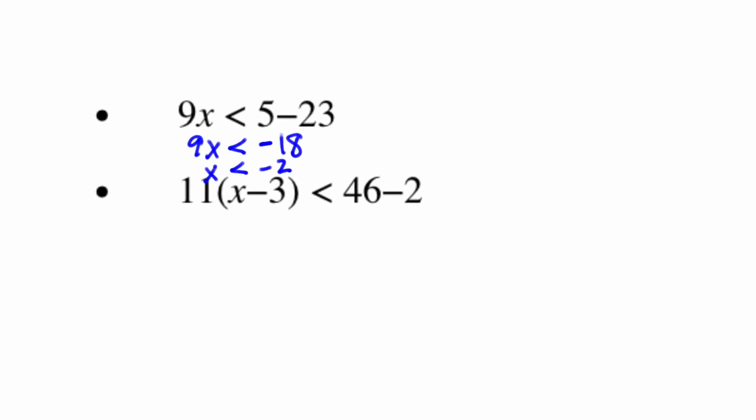Wait, so are they all 2? I don't know. We're going to see. If we divide by 9 on both sides, we will get x is less than negative 2. So for this inequality to be true, I need a negative number that is smaller than negative 2. So somebody give me a number that's less than negative 2. Negative 3. That would work. So what's 9 times negative 3? Negative 27. Is negative 27 less than negative 18? Yeah, it is. All right, next one.